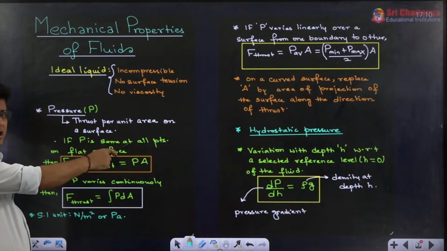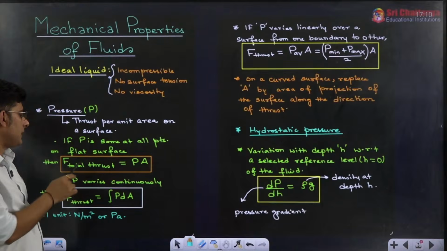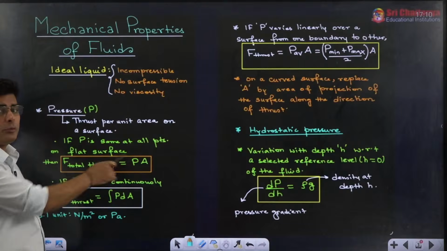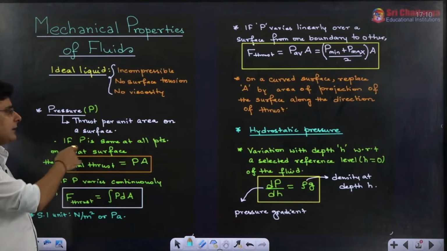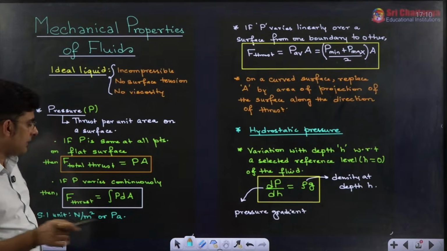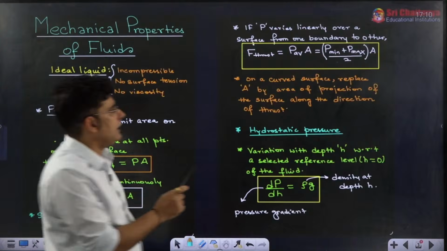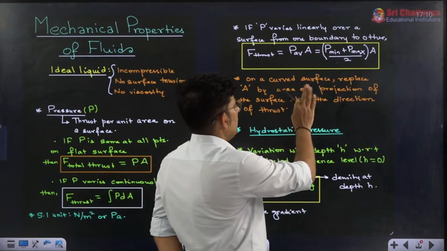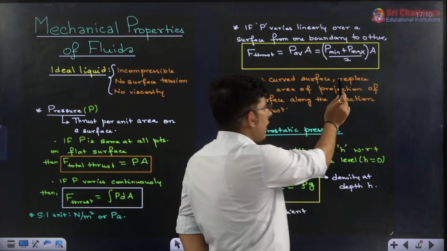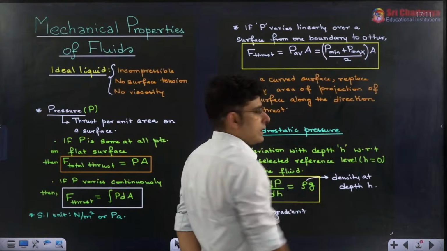Now if pressure is the same at all points on the surface, and they ask you what is the total thrust, you will simply say the total thrust will be equal to P into A, provided the surface under consideration is a flat surface. If it is not a flat surface, then for a curved surface we will replace A by the area of projection or a shadow of the surface along the direction of the thrust.